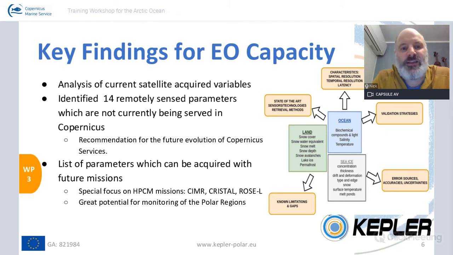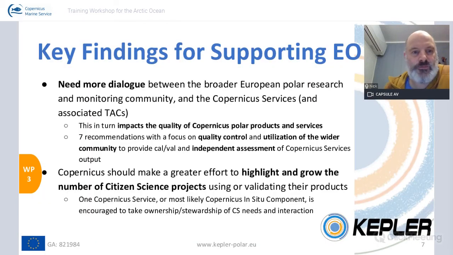The key findings for the Earth observation capability was that there's more parameters, and I guess Carolina will go into these in more detail in her presentation. There's more parameters which could be derived from the current satellite sensors we have and could be incorporated into future Copernicus services. And there's also parameters which could then be acquired using these future missions, which have this great potential for improved monitoring of the polar regions.